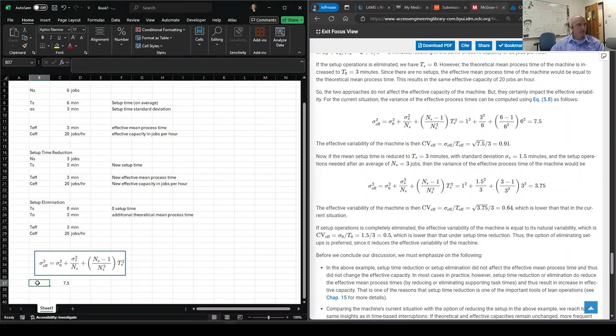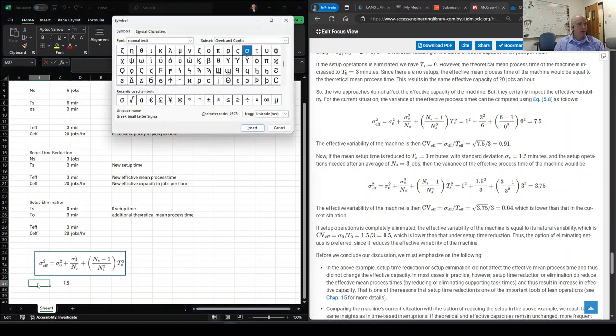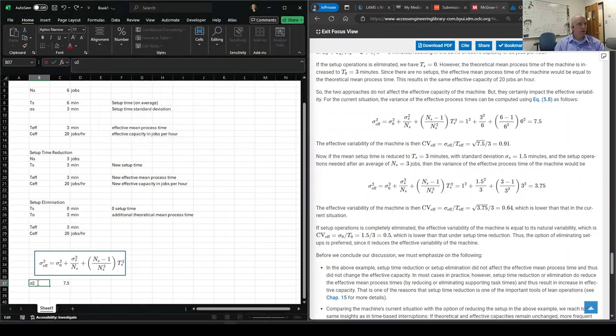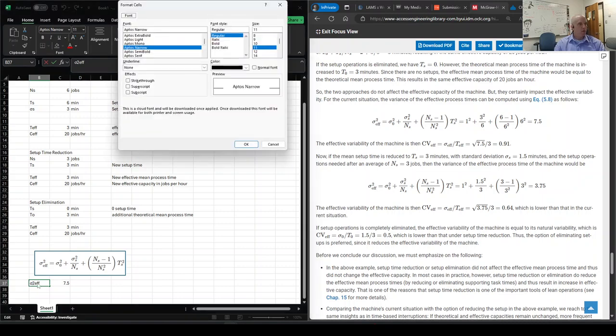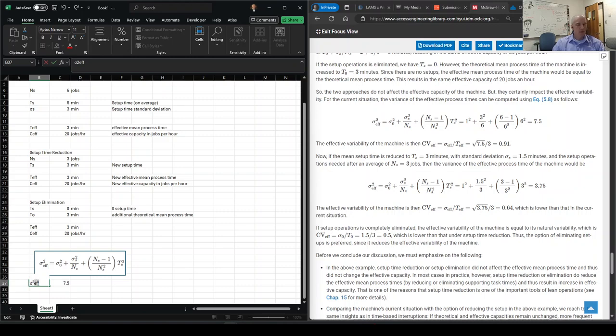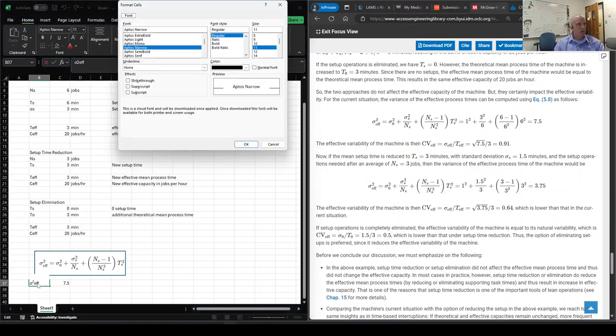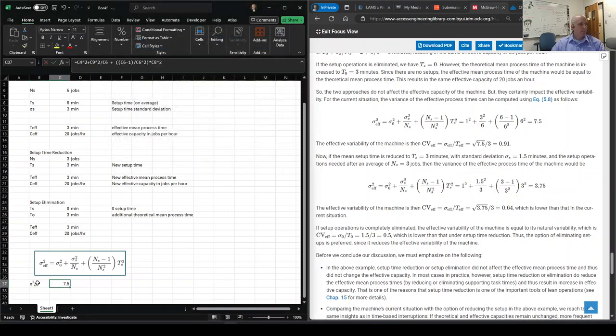So we have this is the sigma squared. So we will insert the sigma squared. And this is the effective. So let me see if I can do this. We'll do superscript, we'll do subscript. This is the sigma squared of the effective process time.